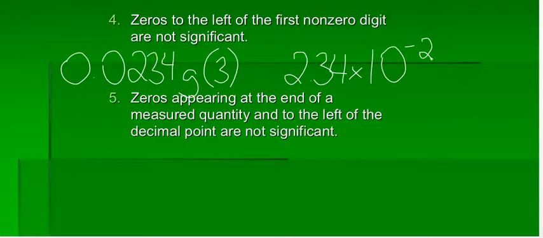They're not significant. Number 5, zeros appearing at the end of a quantity and to the left of the decimal point are not significant. 100 meters. This only has 1 sig fig. And the reason it's only 1 sig fig is more than likely this is an estimation. It's not exactly 100 meters, it's an estimate. So that's why the zeros are not significant in this case.